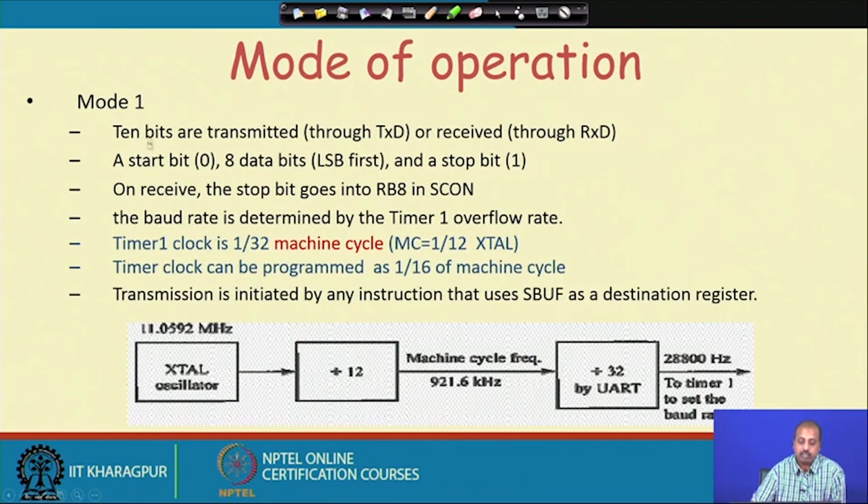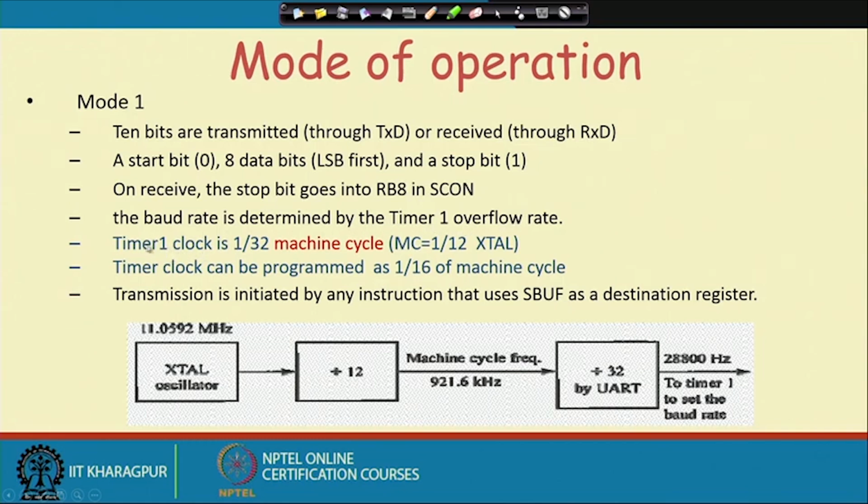Then mode 1. Here 10 bits are transmitted through TXD or received through RXD. Out of these 10 bits, one is the start bit, 8 bits are data and 1 stop bit. This is the 10 bits that will be transmitted, and on receive the stop bit goes into the RB8 bit. Then the baud rate is determined by the timer 1 overflow rate.